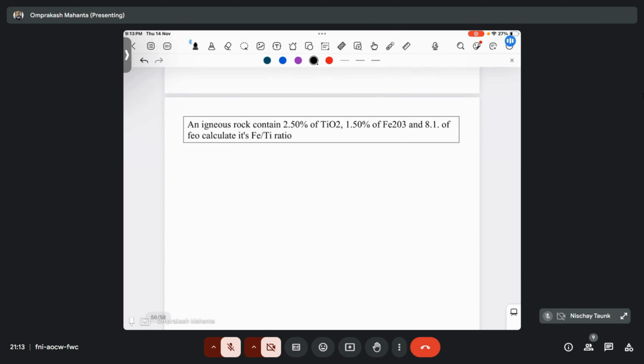So let's move to the next one. An igneous rock contains 2.50% of TiO2. TiO2 is given as 2.50 percent. Fe2O3 is given as 8.1 percent.